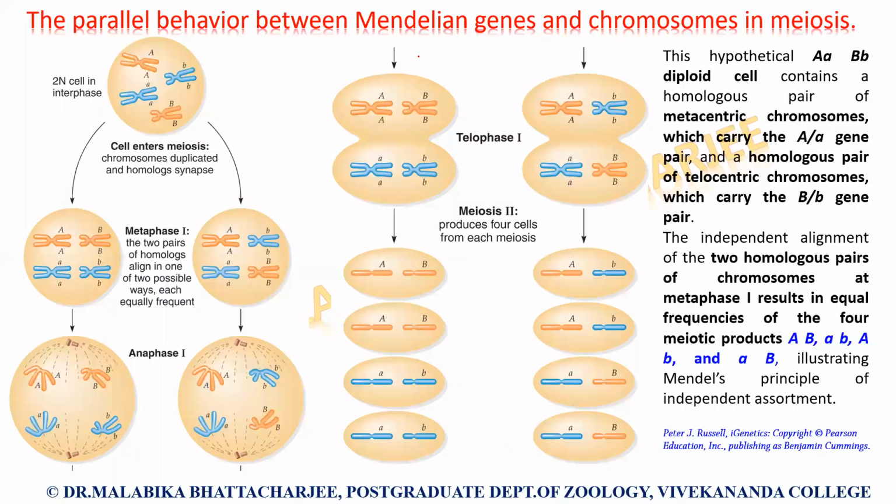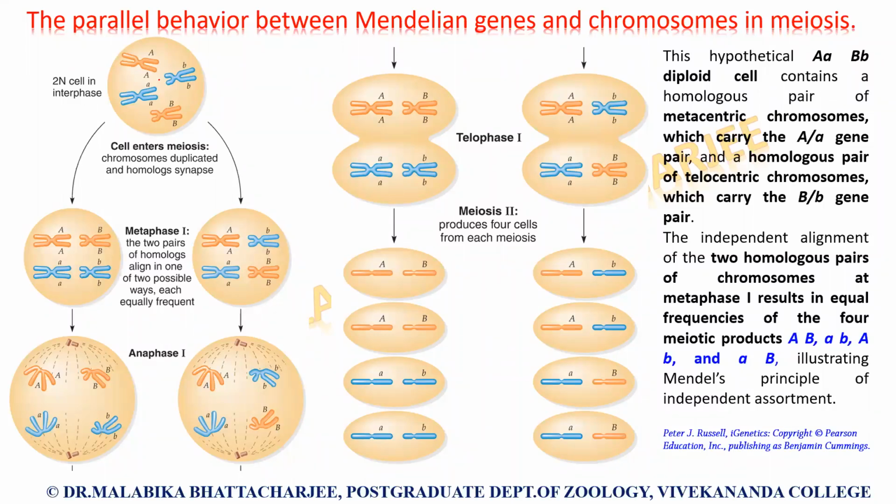But prior to that, this picture is just a bridge between what we studied in our last unit and we will carry forward our concept through the present unit. Okay. Now, if you remember, we had studied the independent assortment of alleles in our last unit. So this picture is actually relating the behavior between Mendelian genes and chromosomes in meiosis. So it's a relation between Mendelian genes and chromosomes during meiosis.